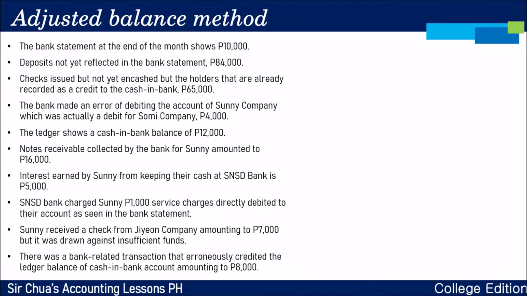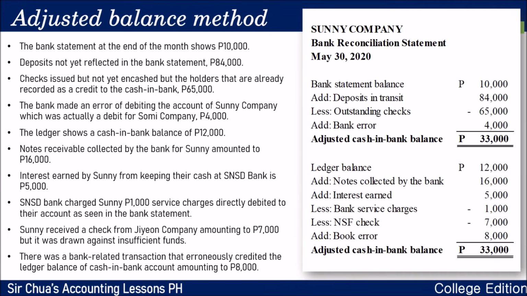The first method po natin is the adjusted balance method. And the answer for the problem is this one. Okay. Discuss natin isa-isa. The bank statement at the end of the month shows 10,000. So, ang ating bank statement balance is 10,000. Deposits not yet reflected in the bank statement is 84,000. Since hindi pa daw po nagre-reflect yung mga deposit na to sa bank statement, deposit in transit po yun. So, add po natin yung 84,000.